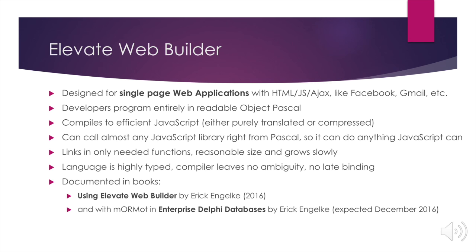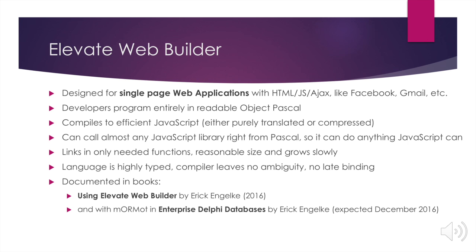Elevate Web Builder is designed for single web page applications with HTML and JavaScript, like Facebook and Google Mail. The developer program is entirely readable in Object Pascal. It compiles to efficient JavaScript, either purely translated or compressed. It can call almost any JavaScript library right from Pascal, so it can do anything JavaScript can. It links in only needed functions for a reasonable size, and it grows very slowly.